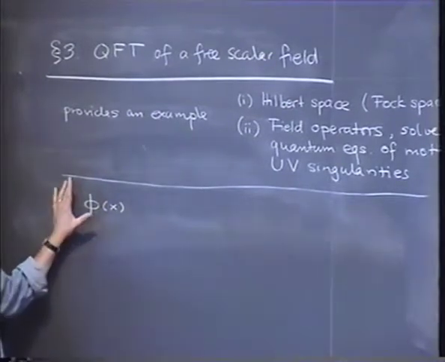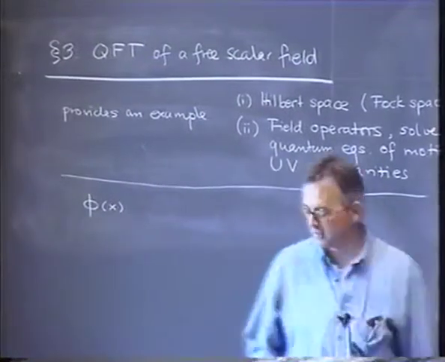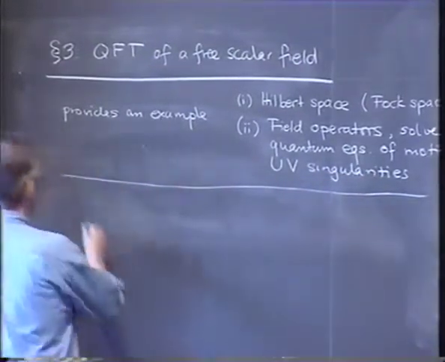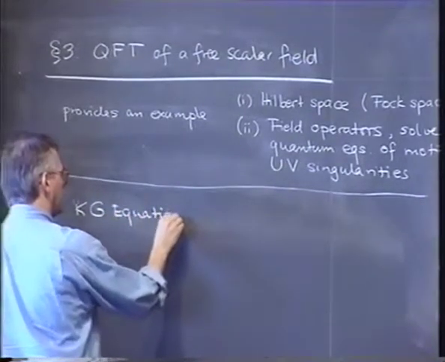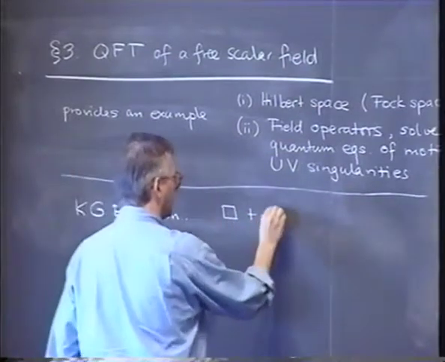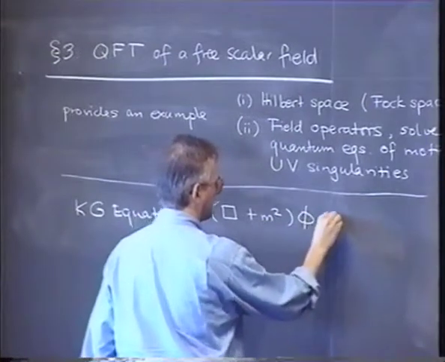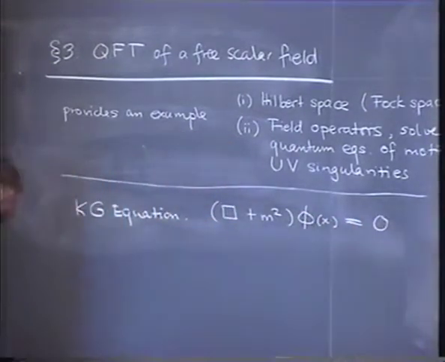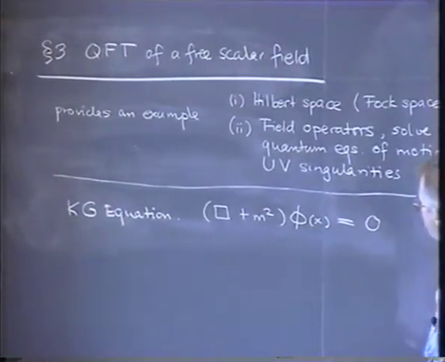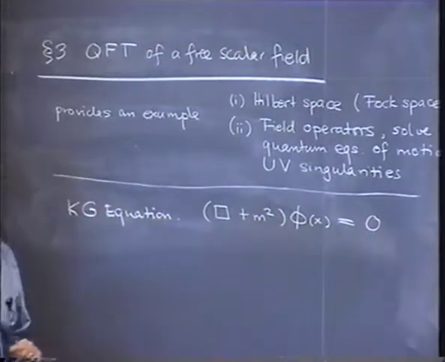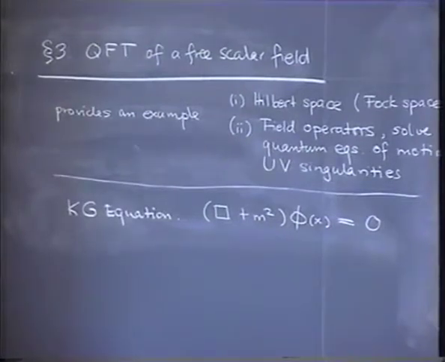Well, so we have a scalar field, and what's the equation? Of course, the equation one looks at is the Klein-Gordon equation. That's the simplest thing you can do, which is box plus m squared phi of x equals 0. Now this equation has a long history. As you may know, it was invented in the 20s when people were trying to generalize the Schrödinger equation, which is a non-relativistic model of quantum mechanics, to make it relativistically invariant.